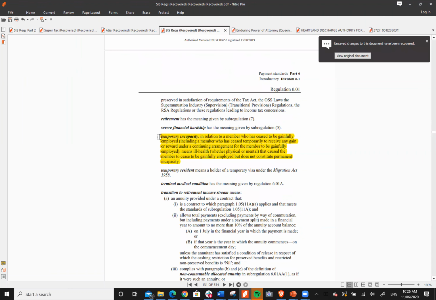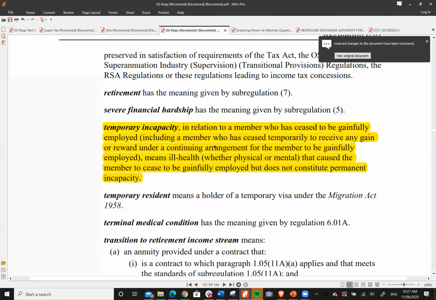And you'll see here the definition of temporary incapacity in relation to members ceasing to be gainfully employed, including members ceasing temporarily to receive any gain or reward under a continuing arrangement for the member to be gainfully employed, means ill health, whether physical or mental, that causes the member to cease to be gainfully employed but does not constitute permanent incapacity. I'll just blow that up a bit. So that's very much the same as what is sitting inside the LightYear Docs deed, obviously. So that's okay.